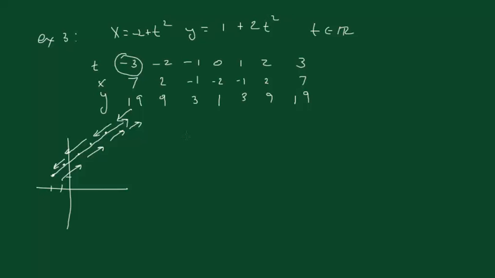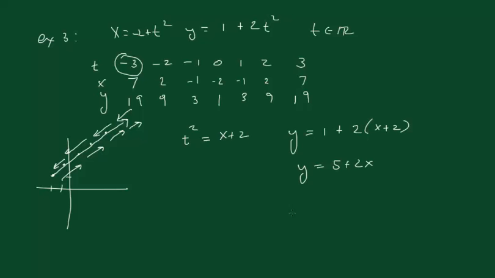And for the Cartesian equation, if I solve for t squared, then t squared is equal to x plus 2. We're going to substitute that in, and we have 1 plus 2 times x plus 2, or y equals 5 plus 2x. That's the linear equation that I have graphed over here.